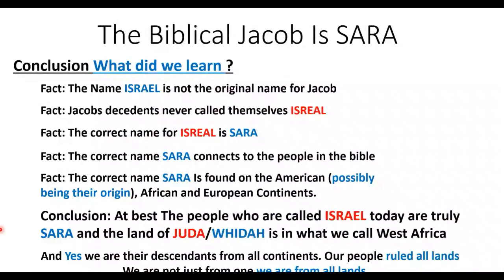What did we learn? The facts. The name Israel is not the original name for Jacob, and Jacob's descendants never called themselves Israel. These are facts. The correct name of Israel is SARA. Facts. The correct name SARA connects to the people in the Bible. Facts. The correct name SARA is found in the Americas, possibly being their origin, Africa, and the European continent. So we are really starting to feel like SARA was a huge nation.